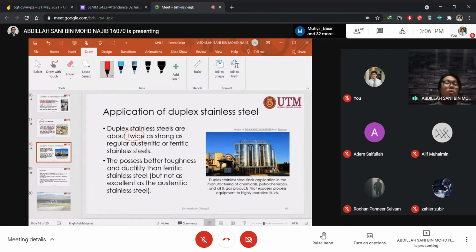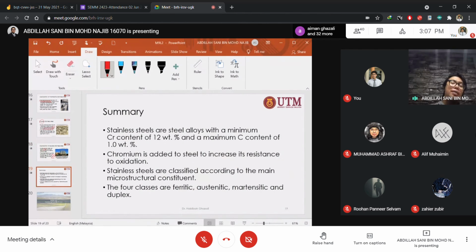So when you talk about toughness or ductility, you want to relate with the crystal structure. So ferritic is 100% BCC, austenitic is 100% FCC. So it sits in between the BCC and FCC. So it is more ductile than ferritic, but less ductile than austenitic. So in between. So that is all about the stainless steel.